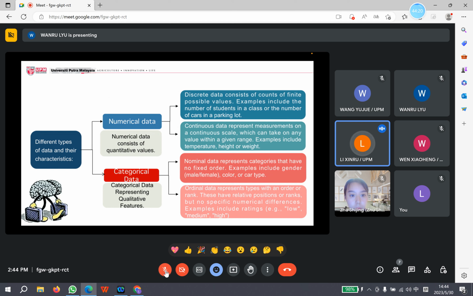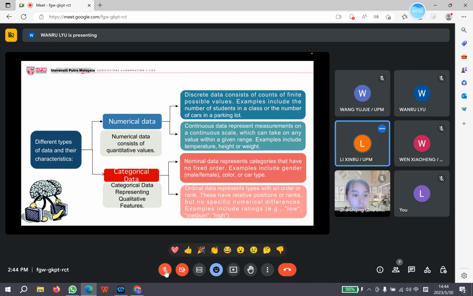The next one is ordinal data, which represents categories with an order or rank. They have relative prioritization or ranks, but no specific numerical difference. Examples include ratings like low, medium, or high.